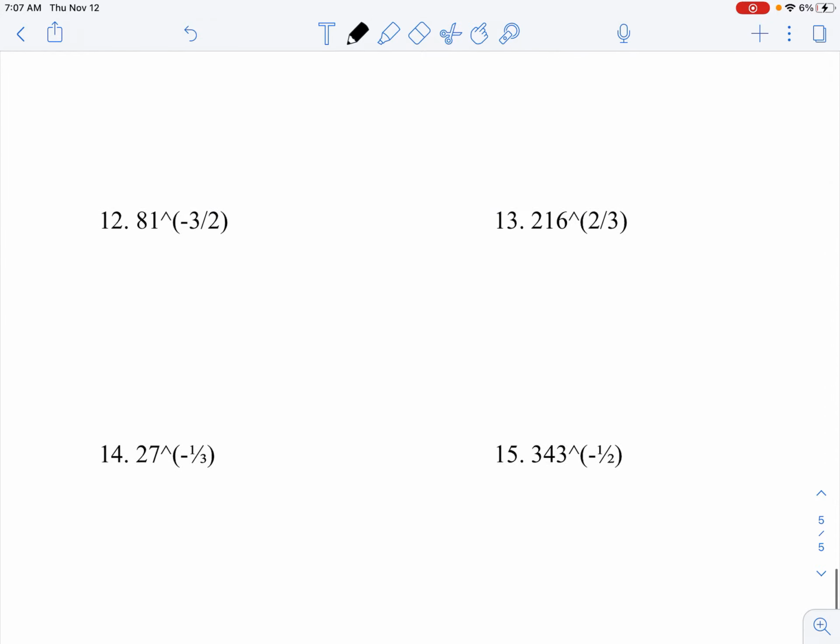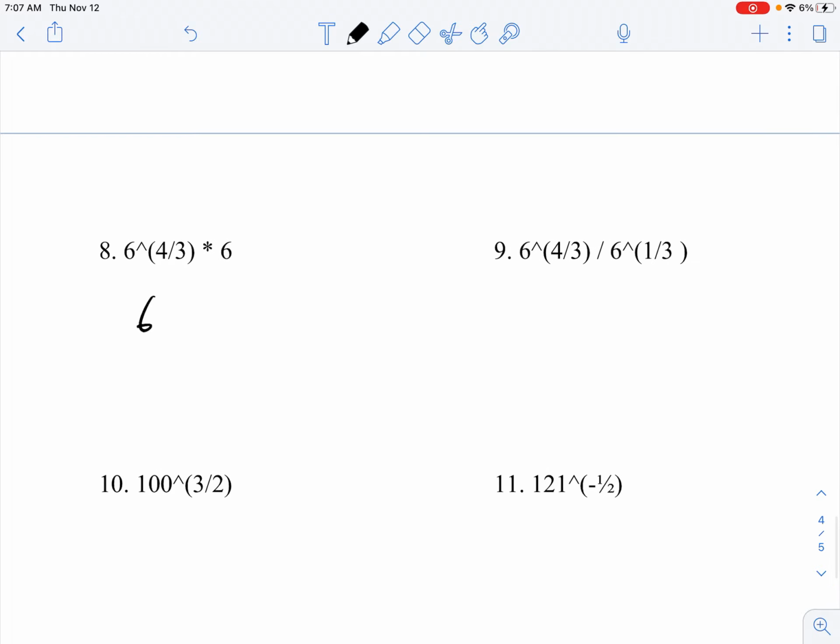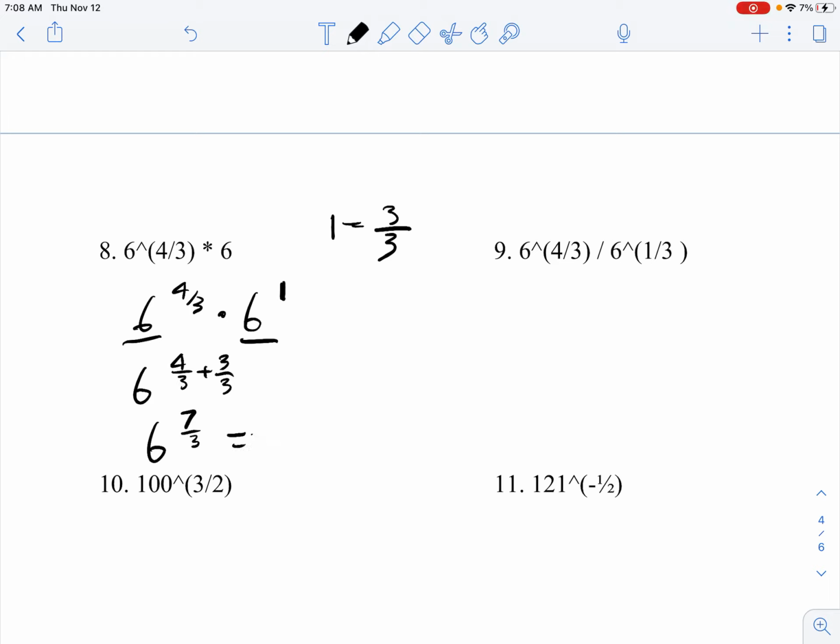So, let's try one more problem. Here, 6 to the 4/3 times 6 to the 1st. We know these have the same bases, so we can just add their exponents. And because 1 is basically 3 over 3, I just replace that, and I get 6 to the 7 over 3. That means that whatever my answer is, it's going to equal the cube root of 6 to the 7th power.